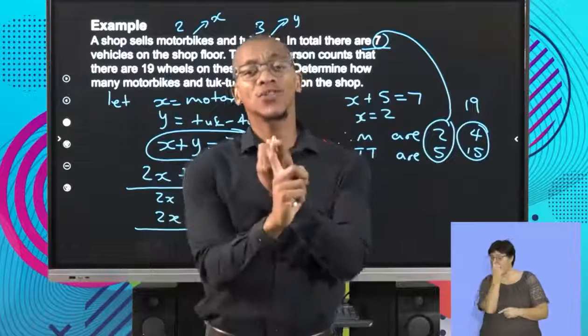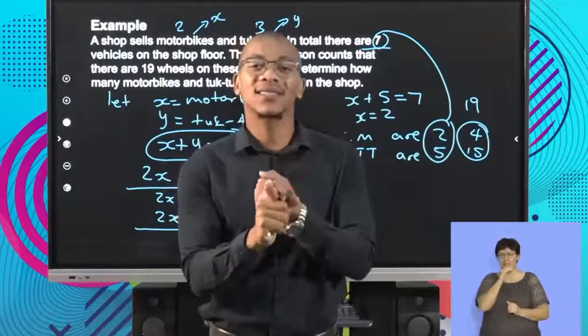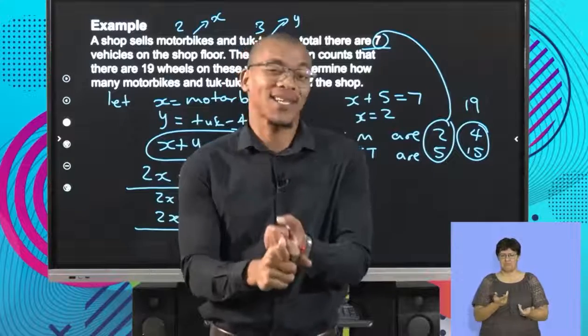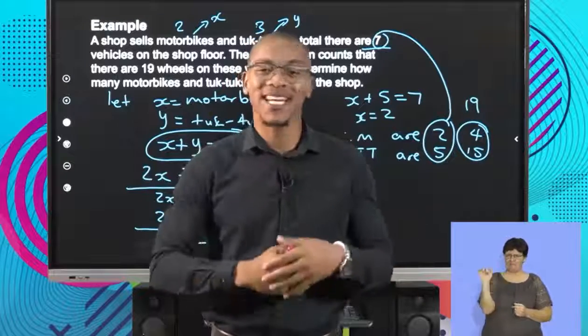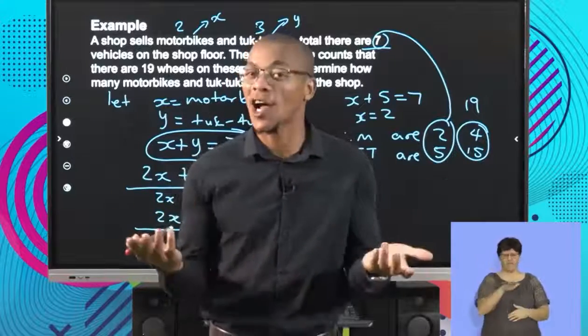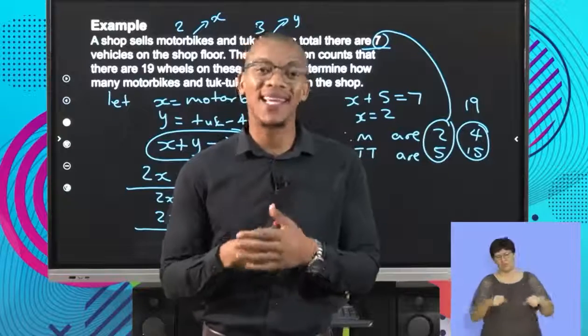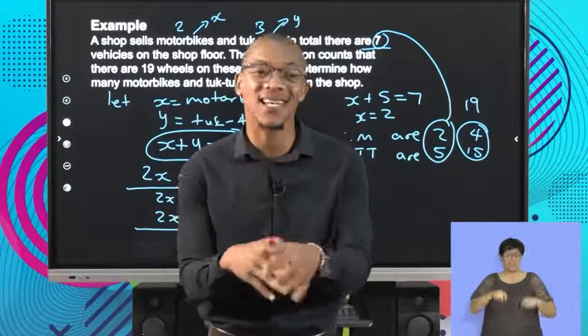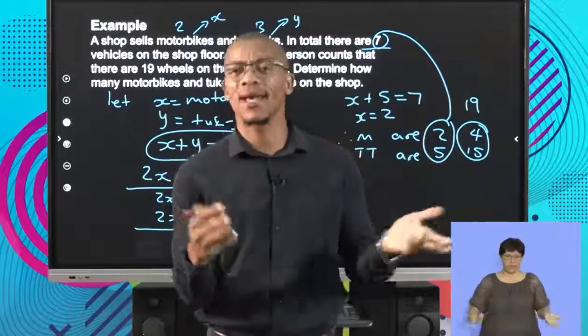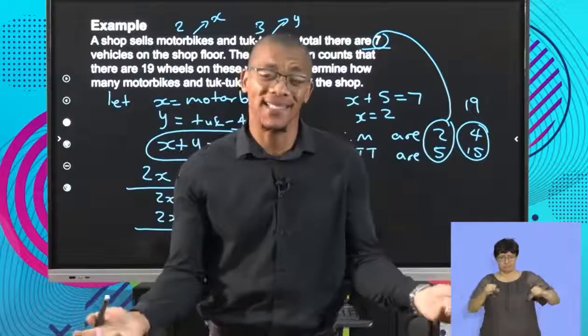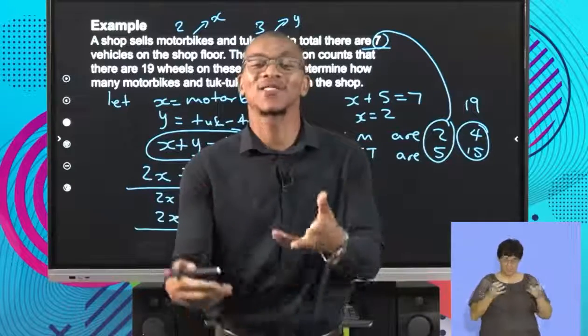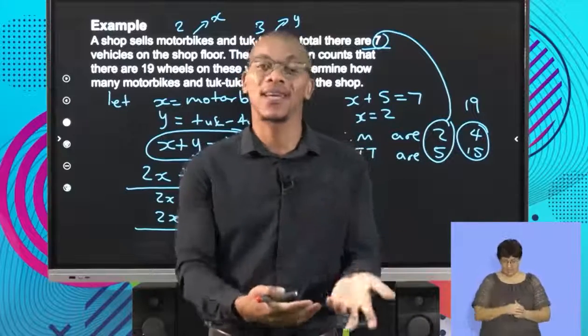Firstly, make sure you understand that vehicles does not necessarily mean cars, because I know that most of us, when you think about a vehicle, you think it's a car or it's a bus. No, a vehicle can even be a bicycle or a tricycle, right? Or a quad bike. It can be anything that has wheels. We call it a vehicle.